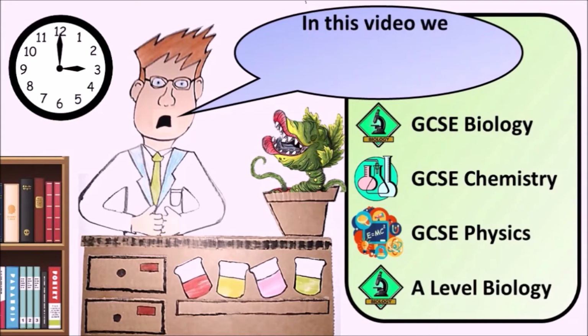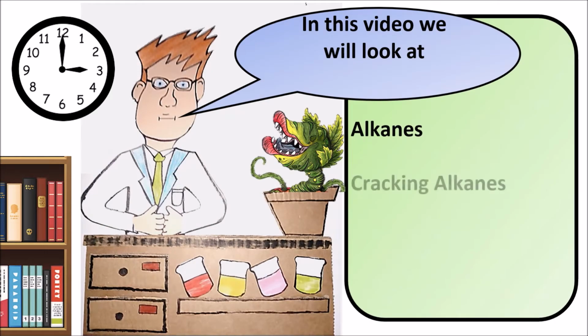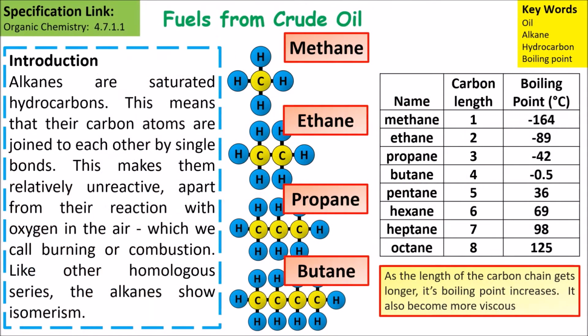In this video, we will look at alkanes, cracking alkanes and alkenes. So, alkanes are saturated hydrocarbons. This means that their carbon atoms are all joined together by single bonds. This makes them relatively unreactive, apart from the reaction with oxygen in air, which is called combustion.